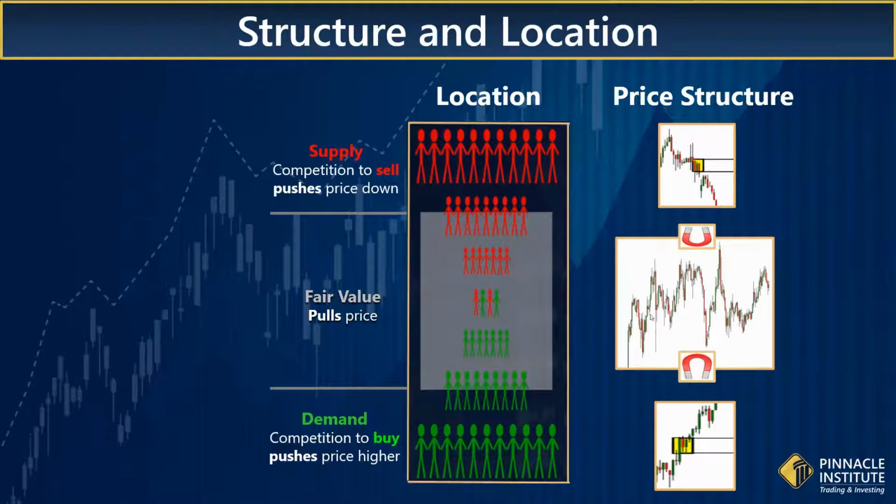Rally, base, rally. Doesn't work. Another rally, base, rally. Doesn't work. Drop, base, drop. Doesn't work. Rally, base, rally. Doesn't work. Right? So you have the picture that your average person looks for and says, wow, those must be great supply demand zones, but they don't work. Well, these would never qualify for us because they're inside fair value.